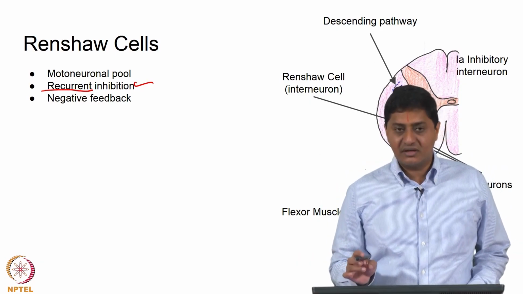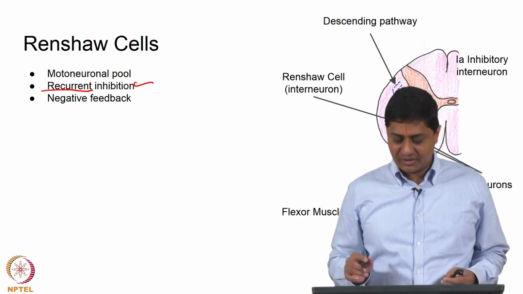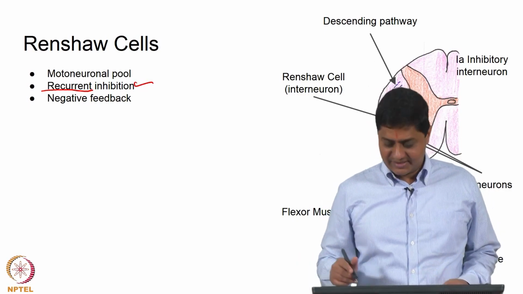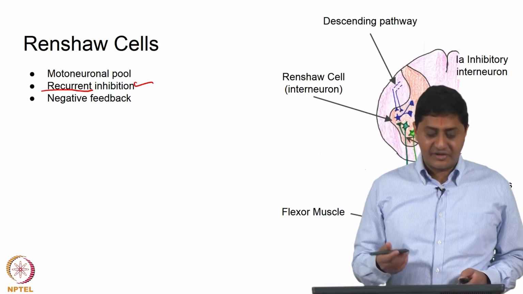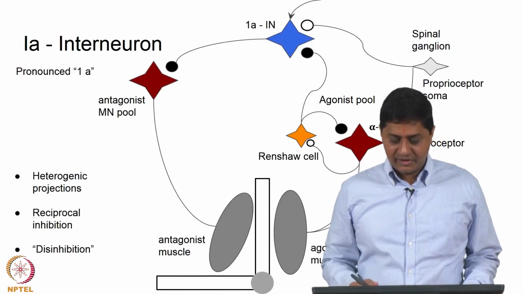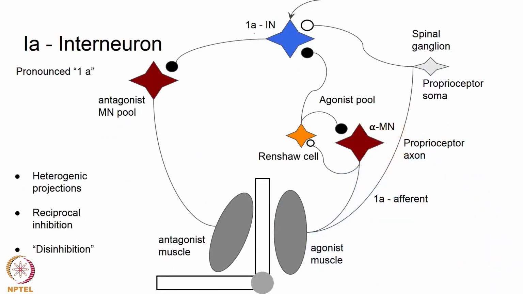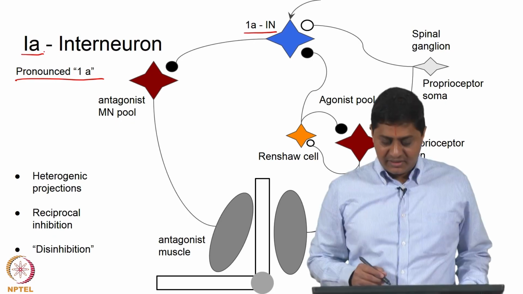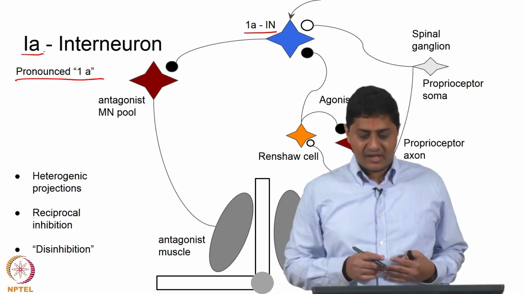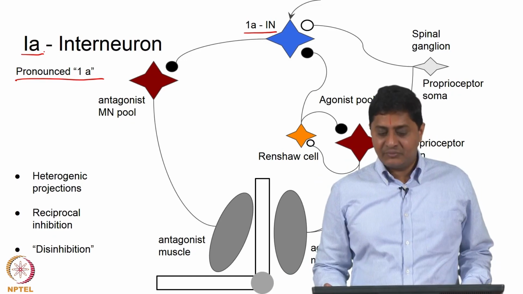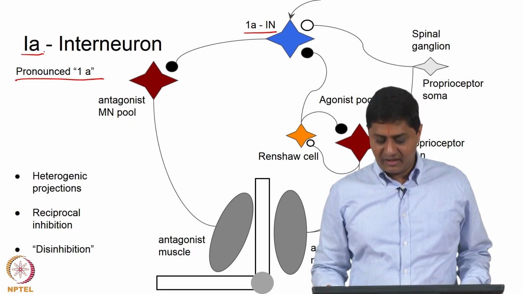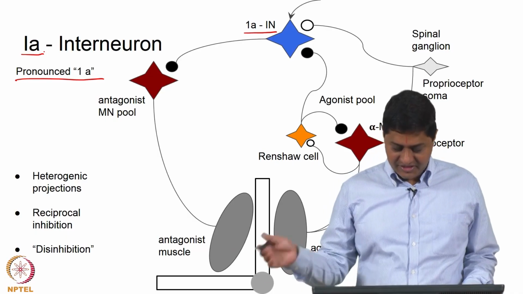This is just one part of a relatively larger feedback loop. We will see the remaining parts. We saw that the Renshaw cell is an inhibitory interneuron, but there is one more inhibitory interneuron which we will call the 1A interneuron, pronounced 1A. Usually in textbooks it is written like that, not IA interneuron, but rather 1A interneuron. These are excited by the proprioceptor neurons of the other muscle, the agonist muscle.